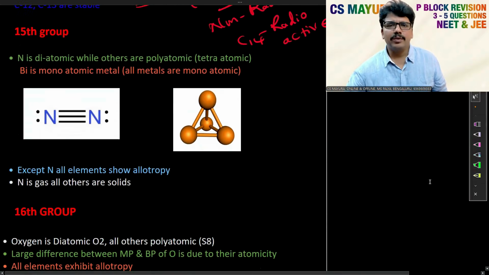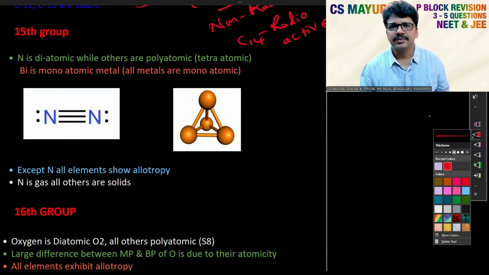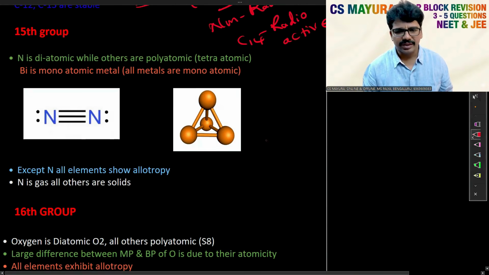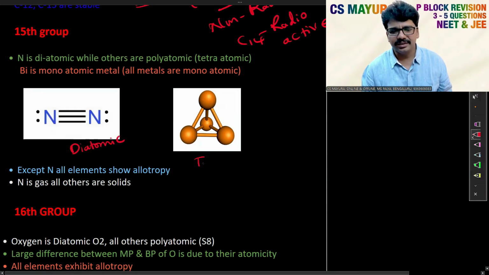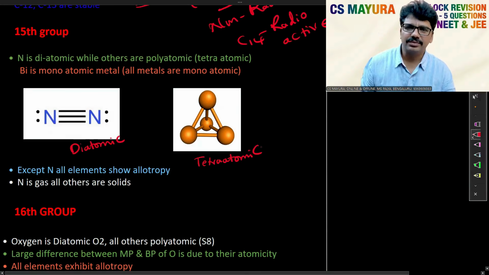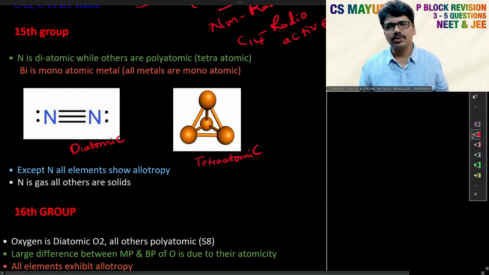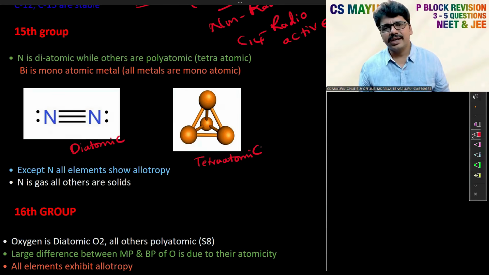Next, coming to 15th group elements. In 15th group elements, nitrogen is diatomic, N2, and phosphorus is tetraatomic. Why is nitrogen diatomic and why is phosphorus tetraatomic? A similar reason applies to 16th group elements also. Oxygen is diatomic, O2, but sulfur is octaatomic, S8. The same reason applies for O2 and S8 also.